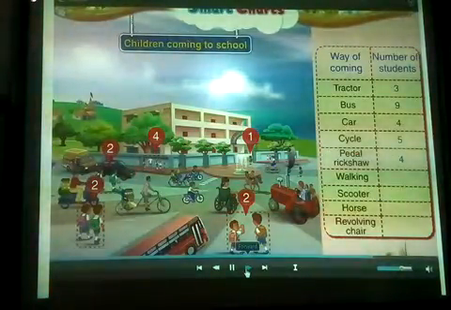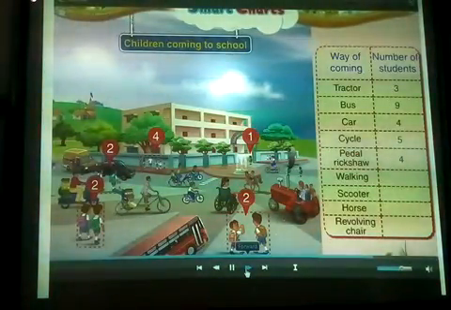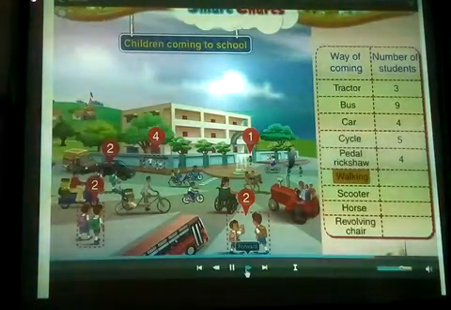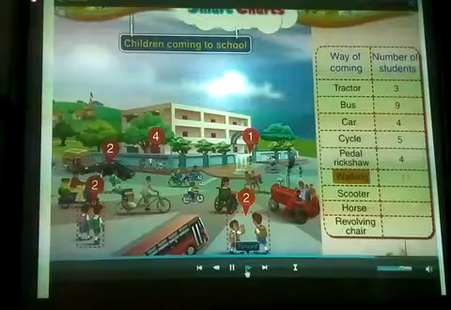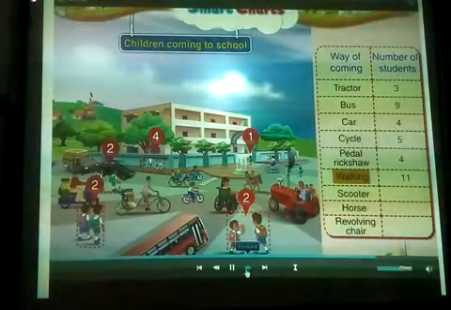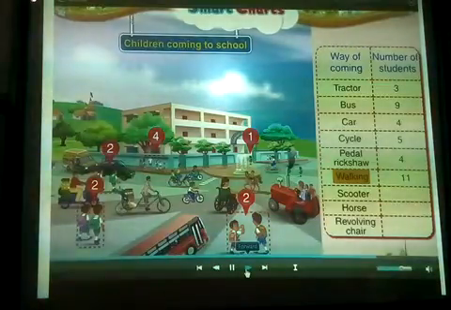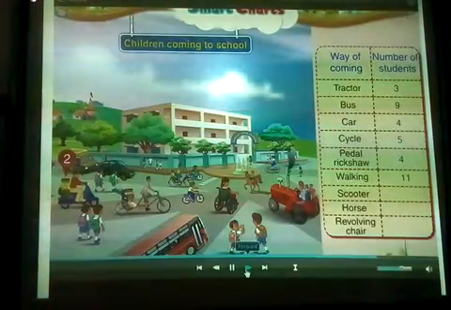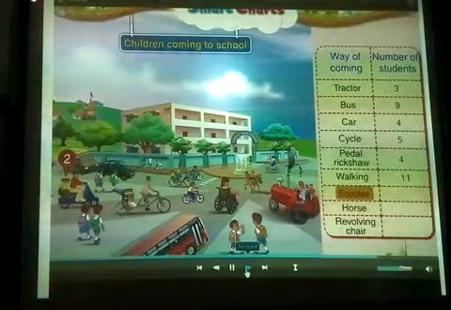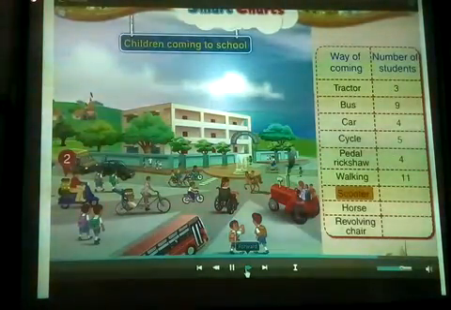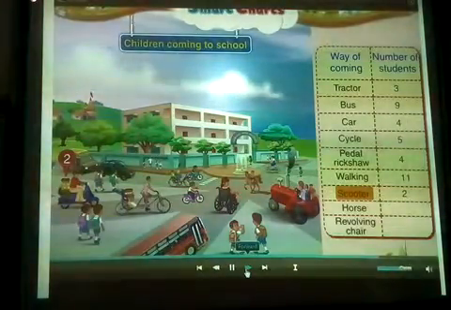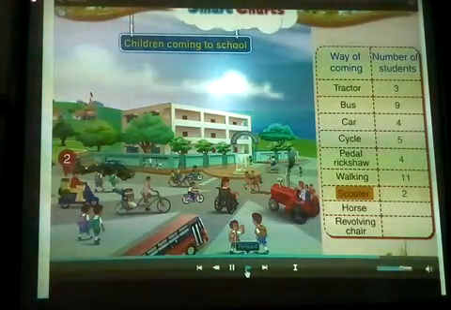11 students come to school walking. So we will write walking in the column way of coming, and 11 against walking in the column number of students. 2 students come to school by scooter. So we will write scooter in the column way of coming, and 2 against scooter in the column number of students.